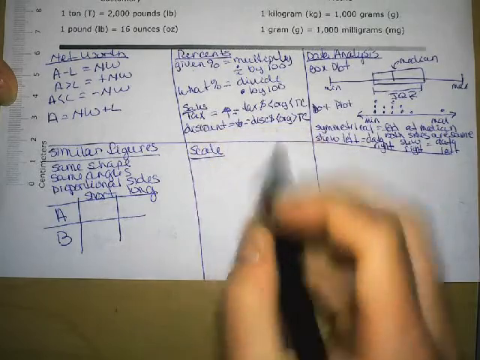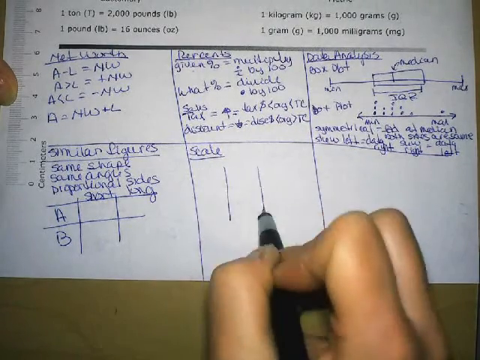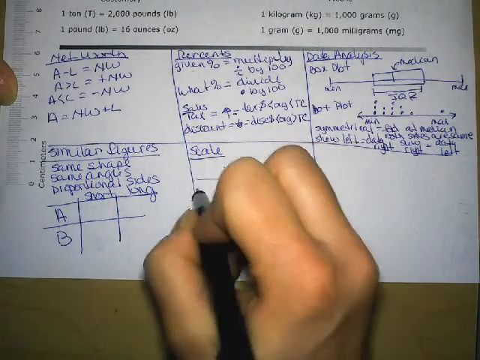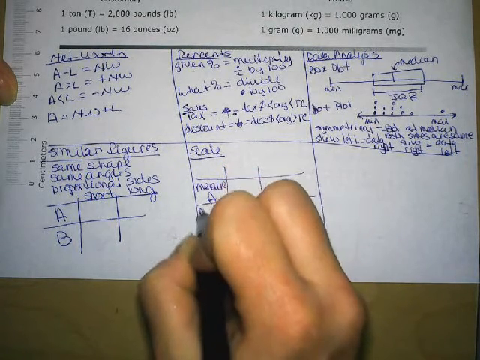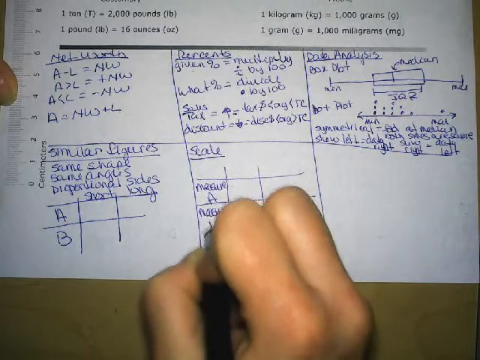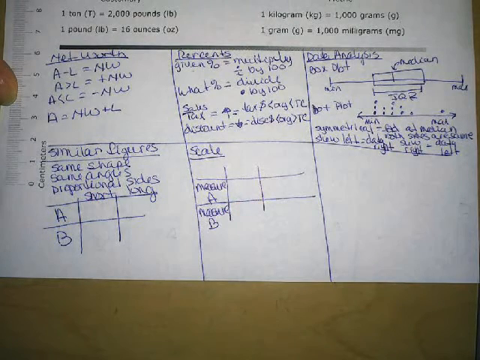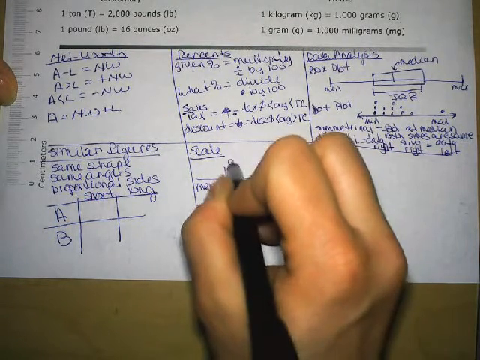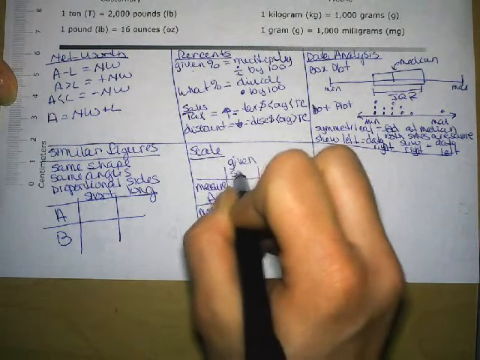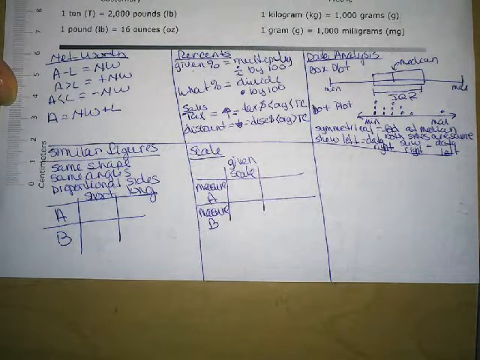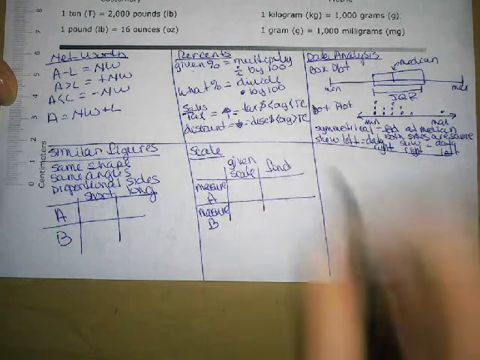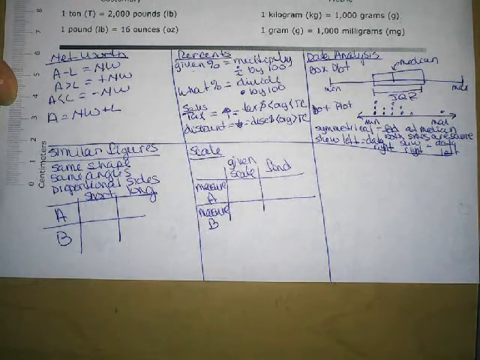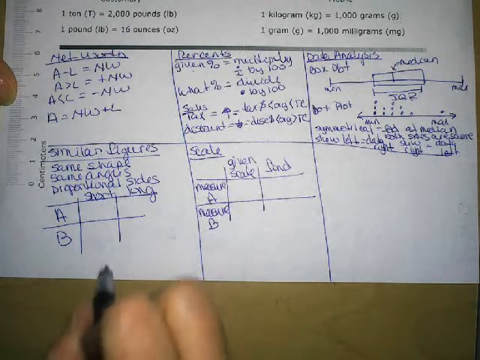Scale drawings. You have measure A, measure B. These are like inches, feet, centimeters converting. You are given a scale, like 1 inch is equivalent to 2 feet. And you're finding the missing parts. A lot of these are going to give you 3 numbers and 2 categories.